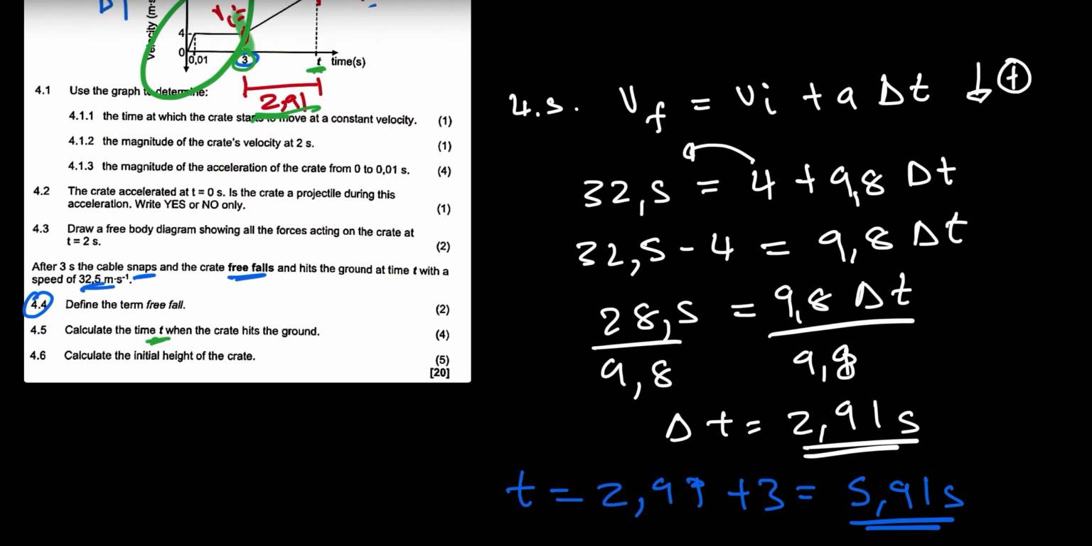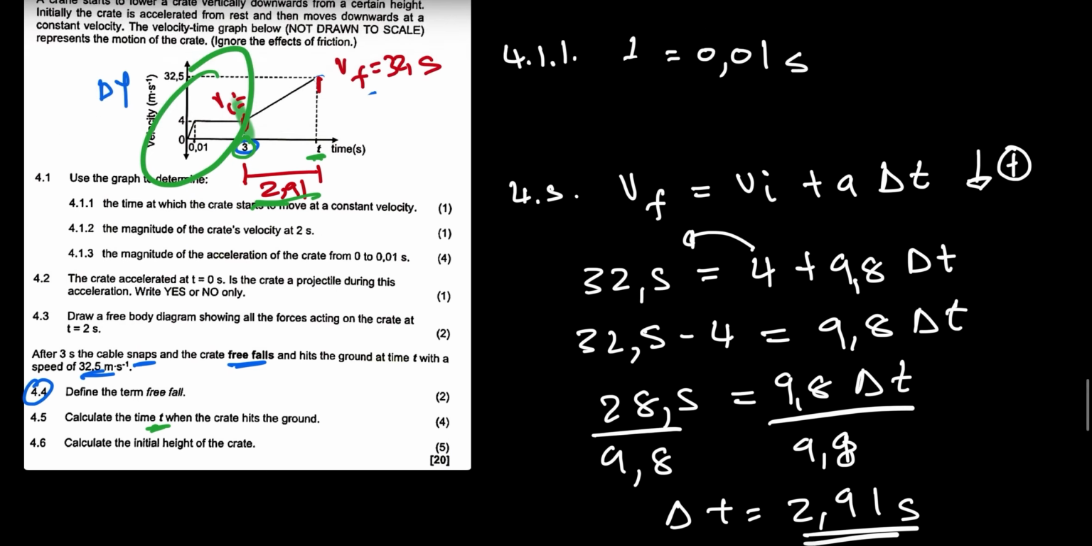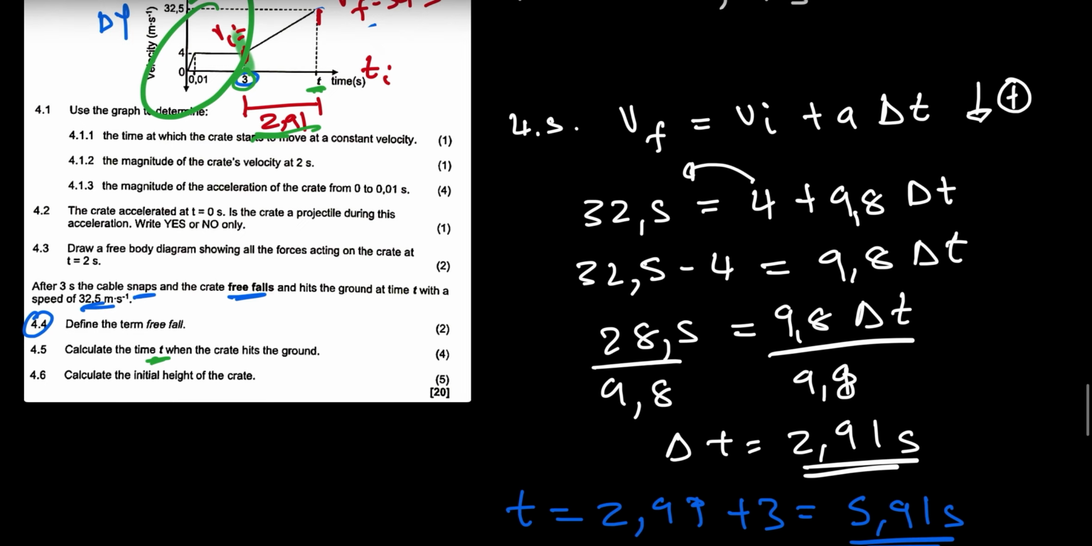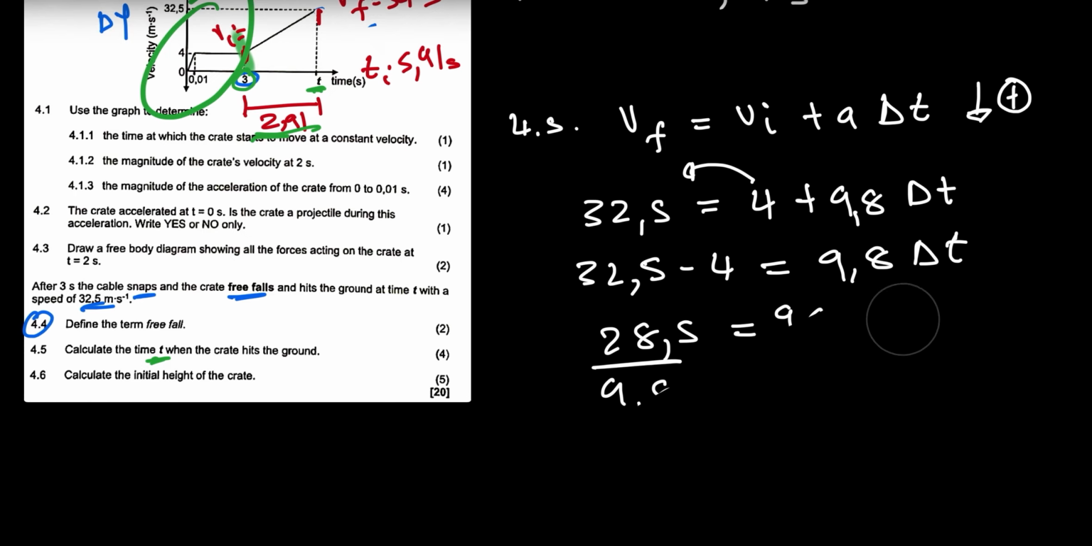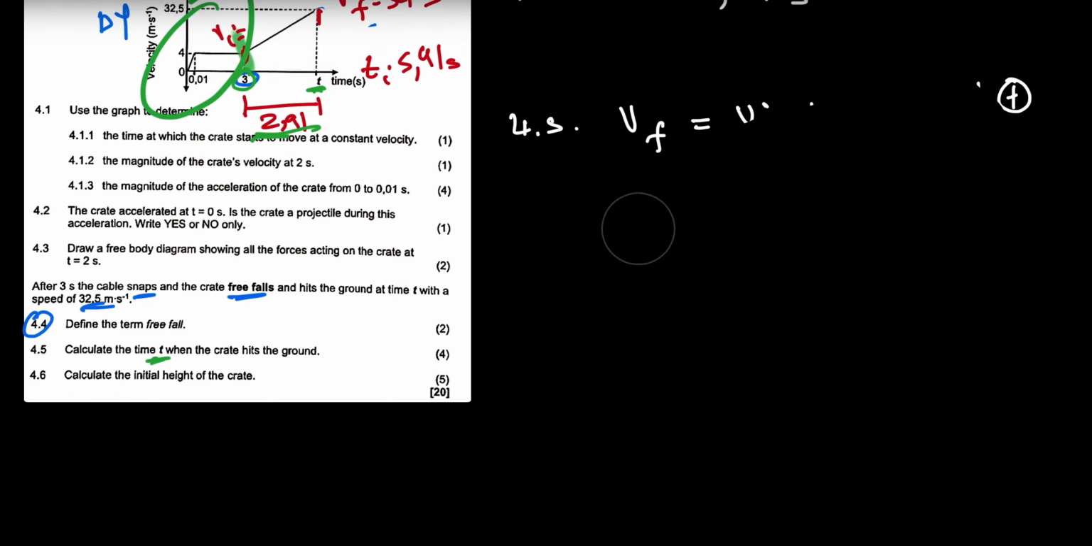Okay, so now we have that time there. Let me just write the time here so that we see now if we can erase things. And let me just say that t there is 5.91 seconds. Okay, so if we can erase this so that we create some space and try to answer the next question. The next question says, calculate the initial height of the crate.